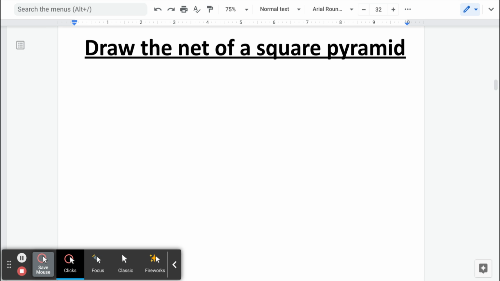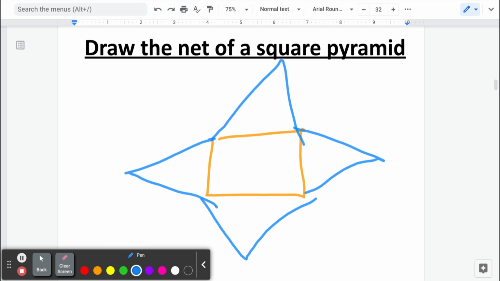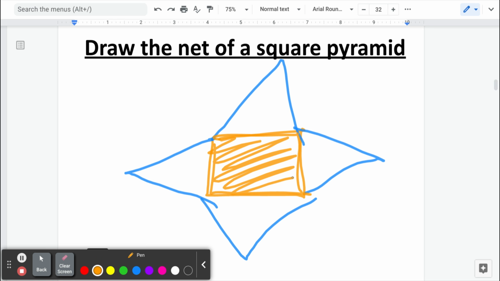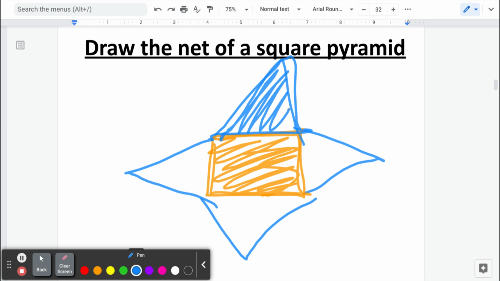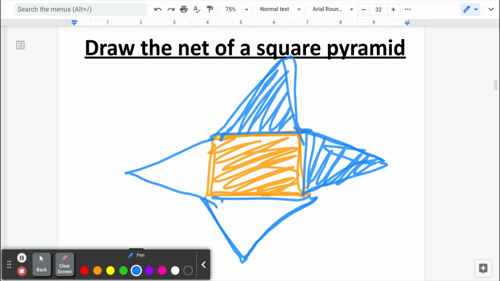So we have next drawing the net of a square pyramid. Go ahead and try to draw that net. We'll pause the video while you work. Here is the net drawing of a square pyramid. As you can see, my base here is drawn in orange, which is a square. I can color that in for you. And then the different sides of the pyramid have been folded down, and those are all triangles. Okay, so there are 4 triangles because there are 4 sides of a square.